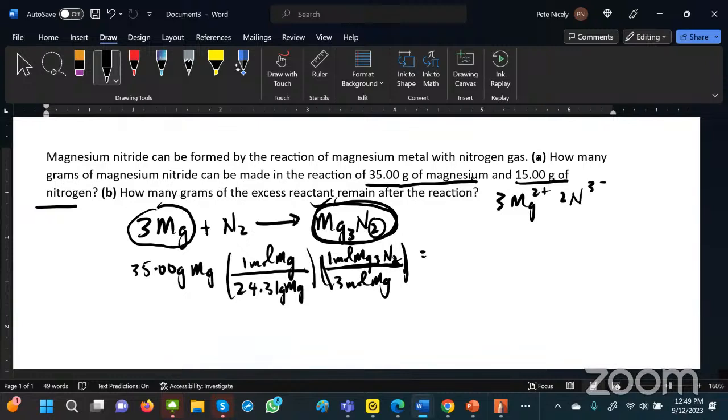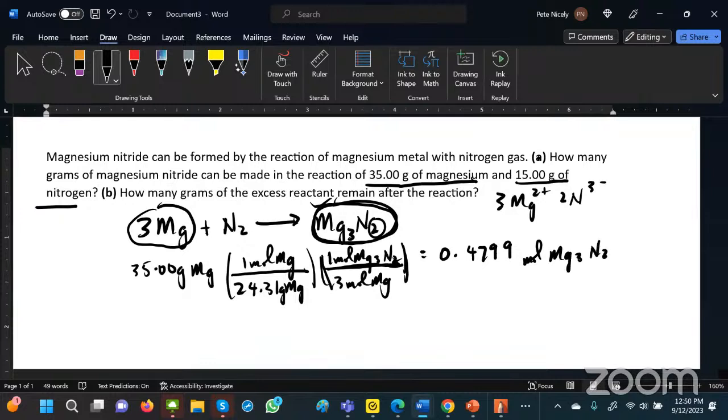So let's see what this gives. 35 divided by 24.31 divided by 3. According to my calculation, and please see if you can confirm this, because of course I am subject to errors, but this is what I got. 0.4799 moles of magnesium nitride, all right?